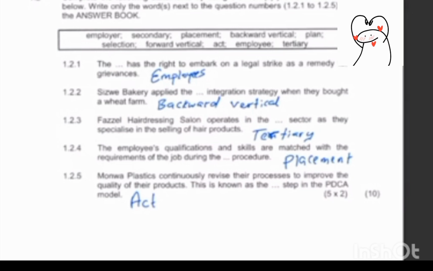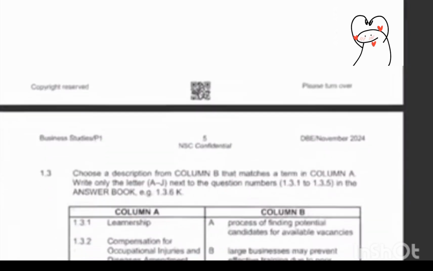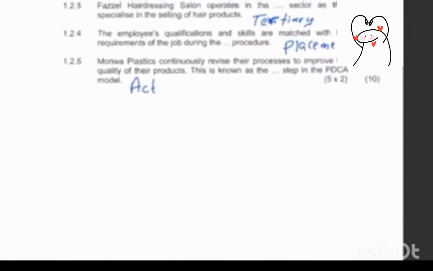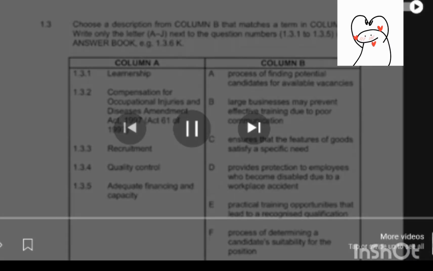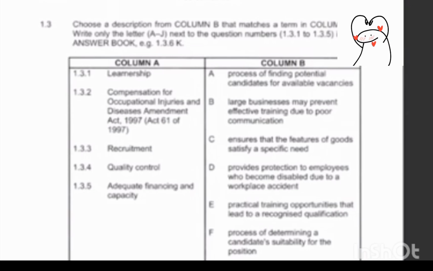Okay, grade 12s, in this regard, we are done with section A. So now let's move on to section B. So, we are done with 1.2. Let's move on to 1.3. Okay, right. So now 1.3, in column A, we are given the set of terms or concepts, while in column B, we can be given descriptions, definitions, characteristics, features, functions, and the likes. So now 1.3 reads as follows. Choose a description from column B that matches a term in column A.